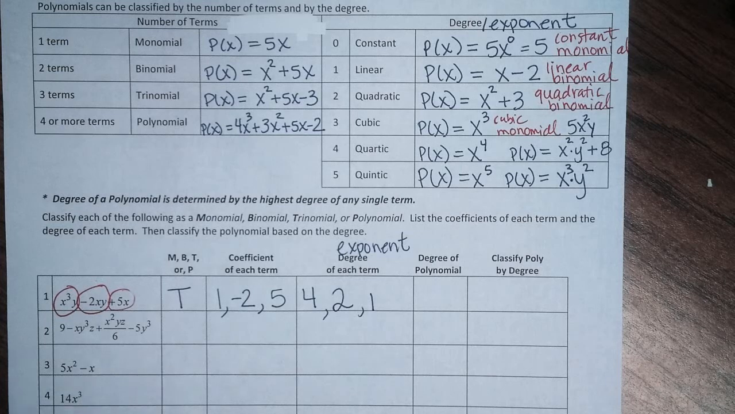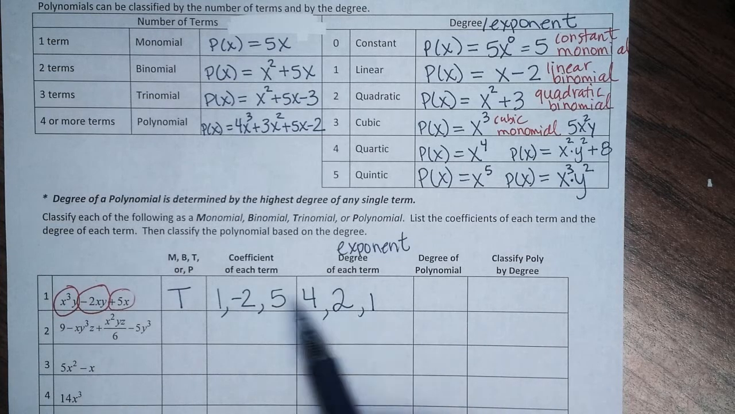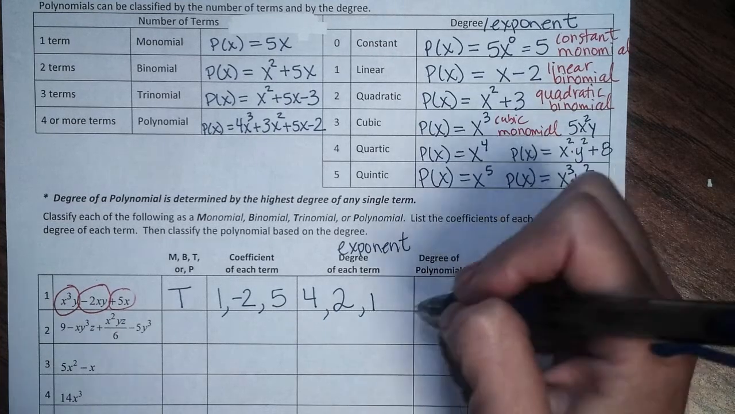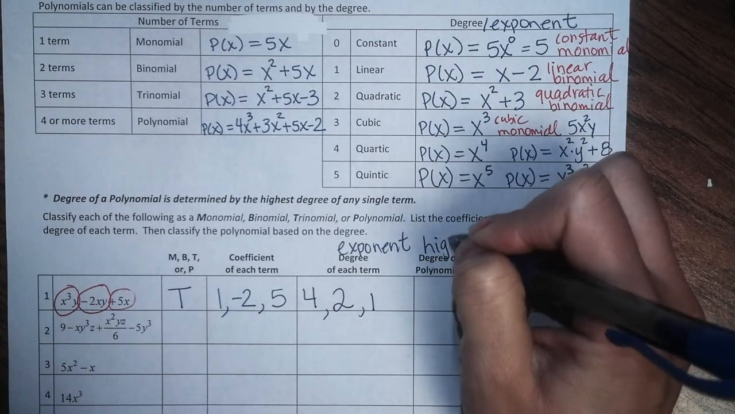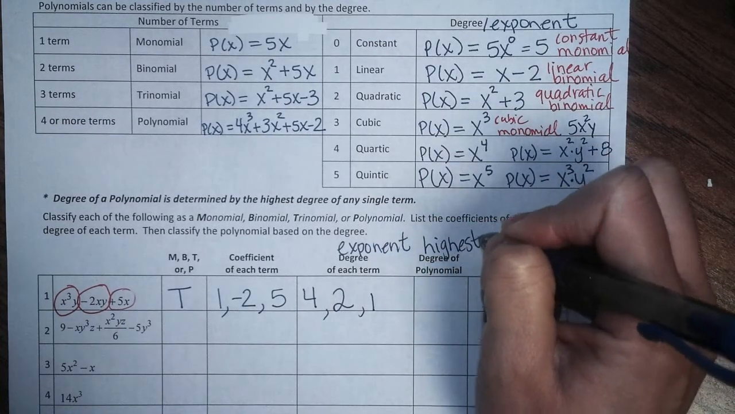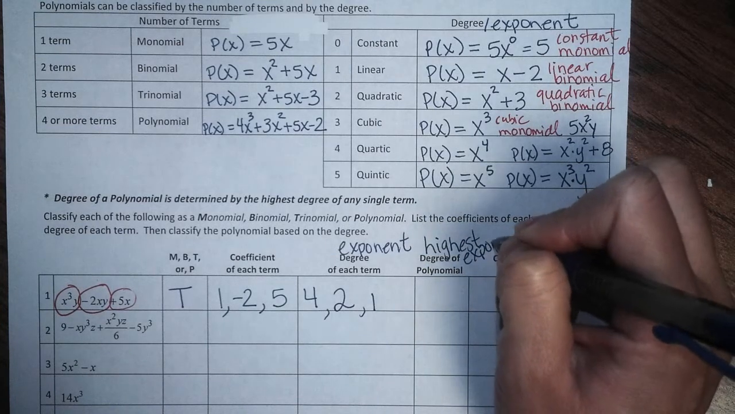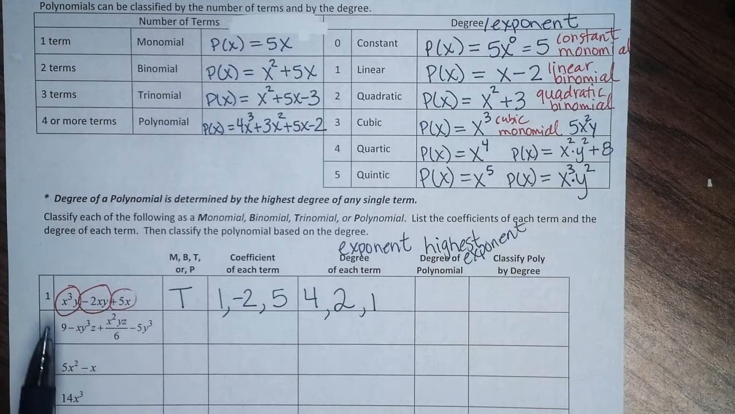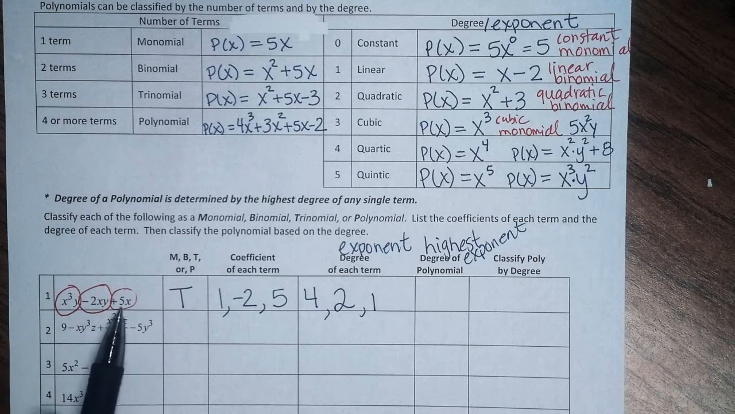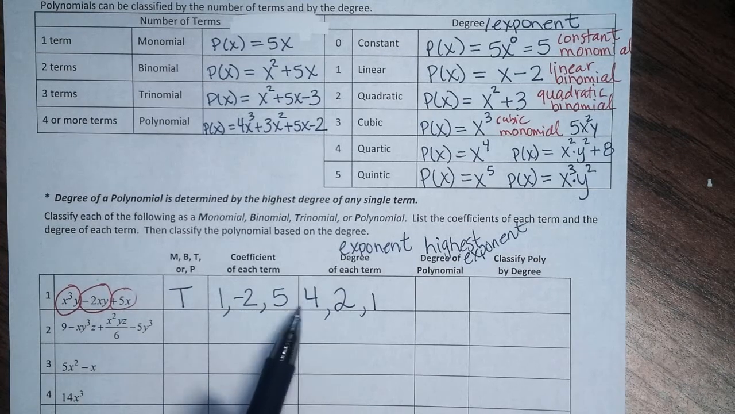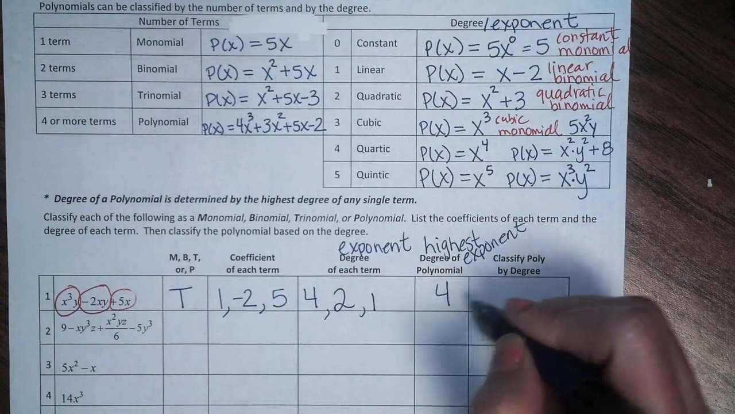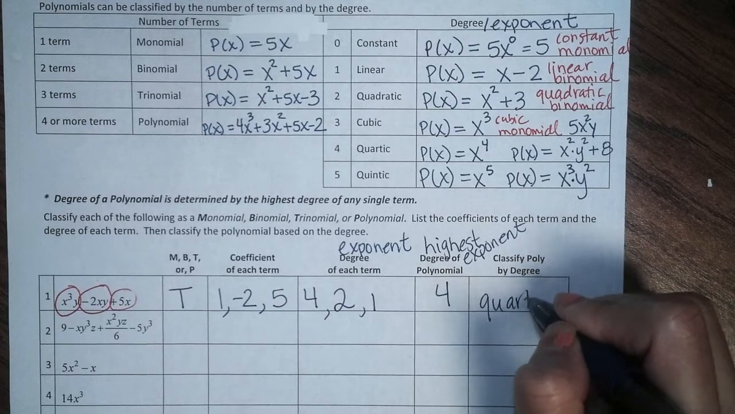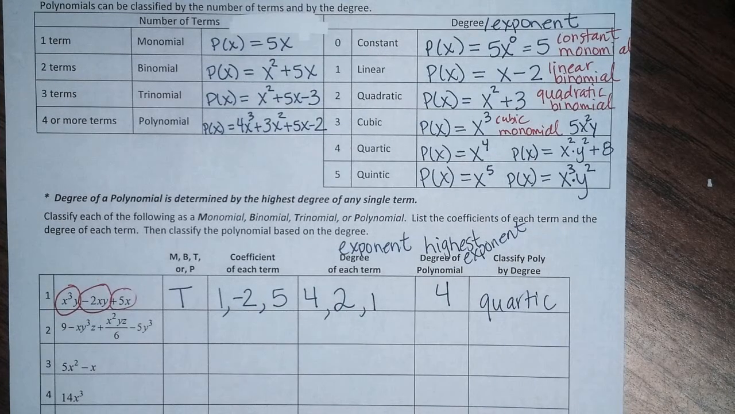And then the degree of the polynomial is going to be the highest degree, the highest exponent, I guess. So the overall degree of this polynomial should be the 4, the quartic, because that's the highest degree of any of the terms.